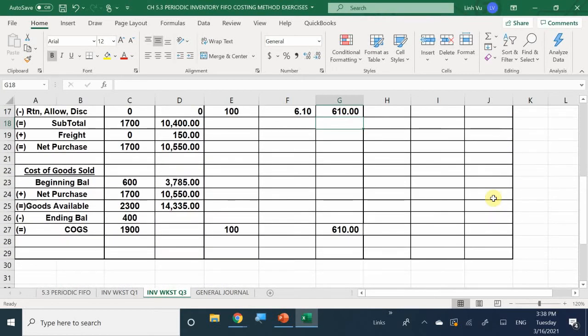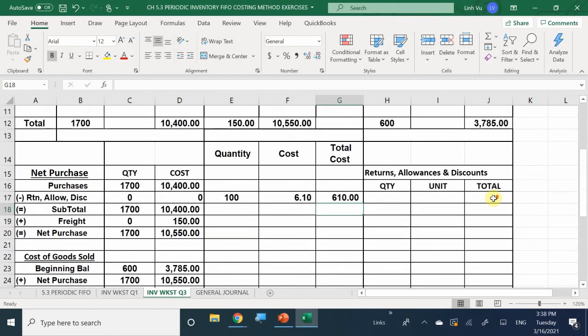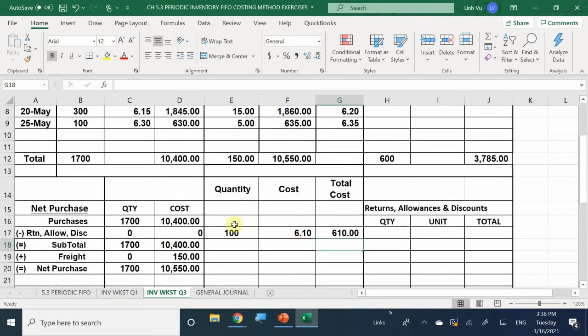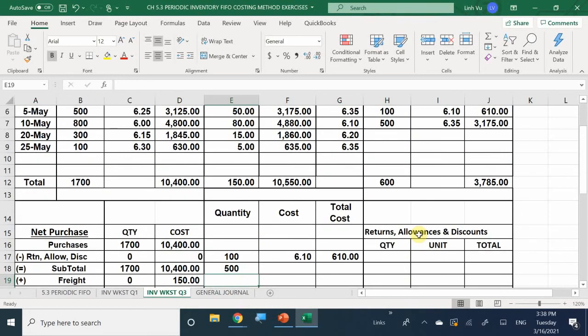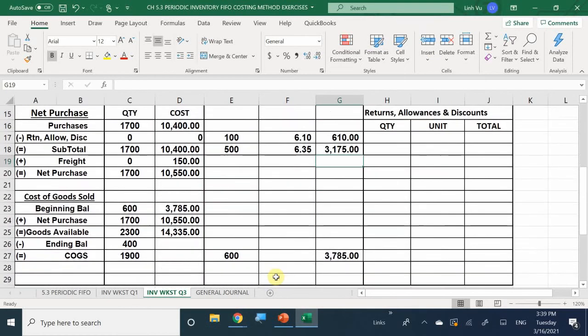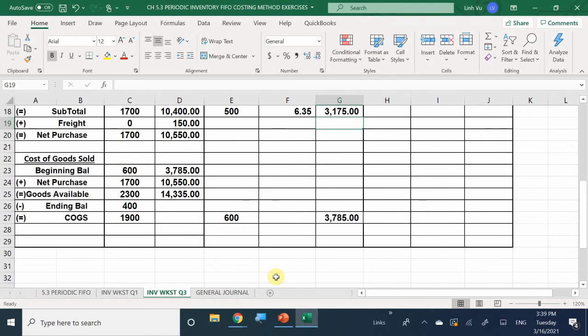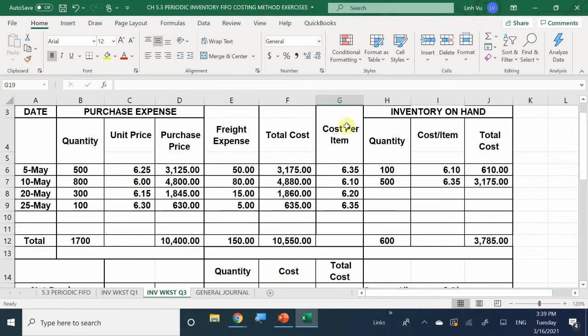How many more items do we need to sell? 1,800. All right. So what's my next batch then? For the 500. For the 500 in my beginning inventory. Yes. Right. Once again. Okay. Since we're getting rid of the entire batch, how much was that 500 batch? The 3175. 3175. Okay. Good. So now that we sold a total of 600 items, how many more items do we need to sell? 1300. 1300.